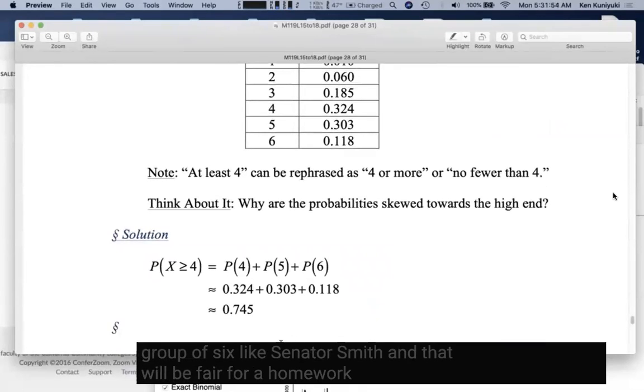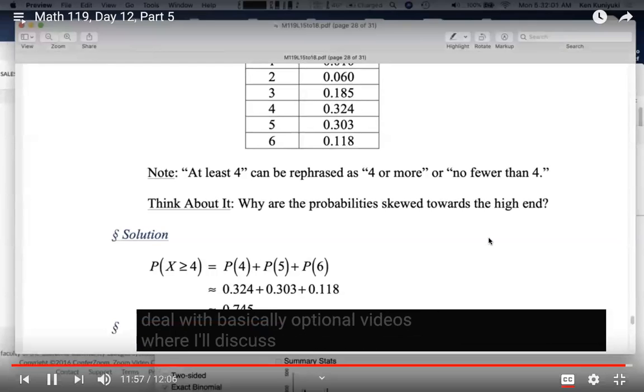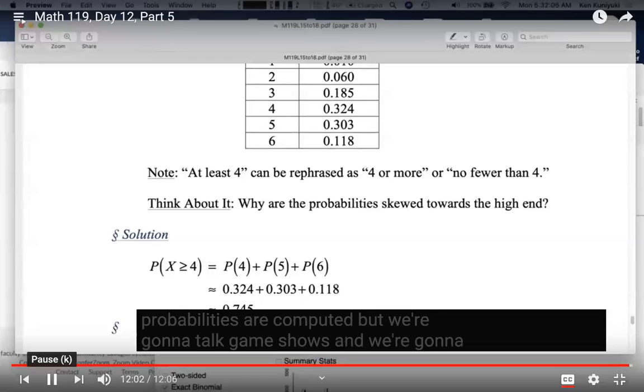And that would be fair for a homework or exam question. So afterwards, we're going to deal with basically optional videos where I'll discuss how these probabilities are computed. But we're going to talk game shows and we're going to have fun as well.